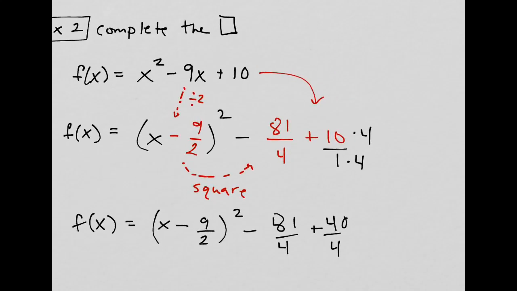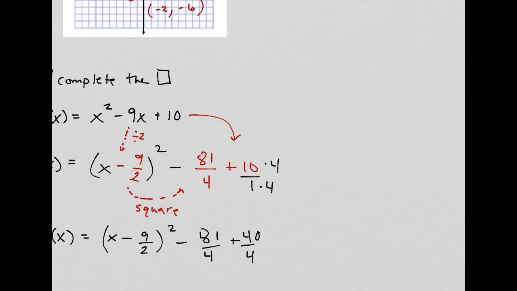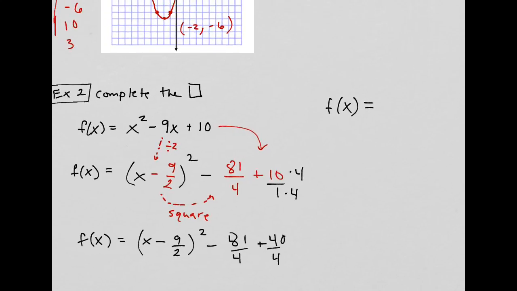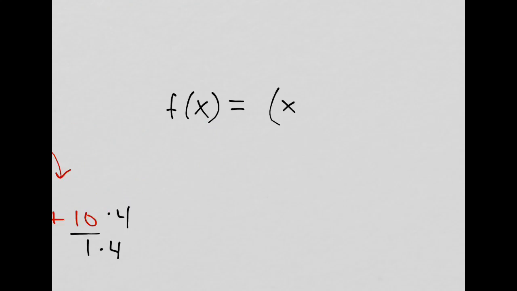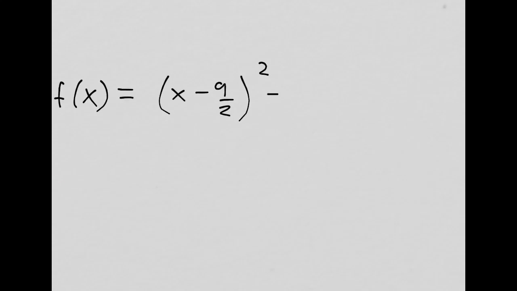So that would be negative 41 over 4. Look, it's a negative 81. Oh. Negative 81 plus 40. So f of x. I wouldn't write all these steps down normally, but I'm showing you, so I am. F of x equals x minus 9 over 2 quantity squared minus 41 over 4. You're done.